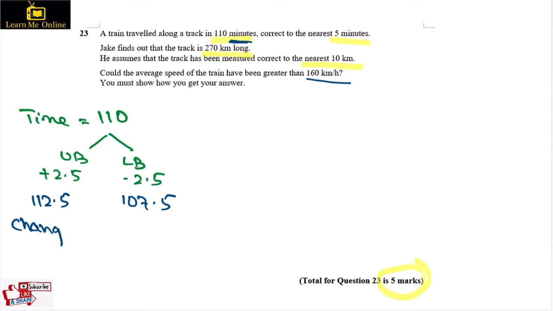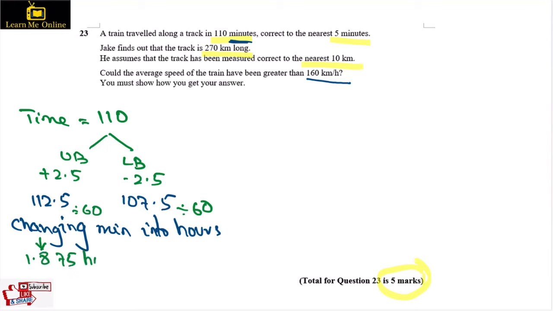So, changing minutes into hours: whenever we change minutes into hours, we divide the minutes by 60. When you divide 112.5 by 60, you get 1.875 hours. For the other one, we do the same thing, dividing by 60, and it would give us 1.791666, where the 6 is recurring. Again, I'm going to write it down. This is the lower bound of the time, and this is the upper bound of the time, which I'm going to circle.